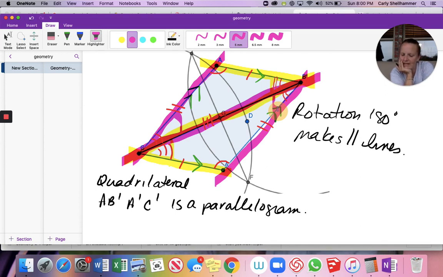I think that's it. Okay, that was pretty cool. So we're really building some skills on talking about congruency and corresponding parts. And remember, CPCTC: corresponding parts of congruent triangles are congruent. All right, that's it for today.